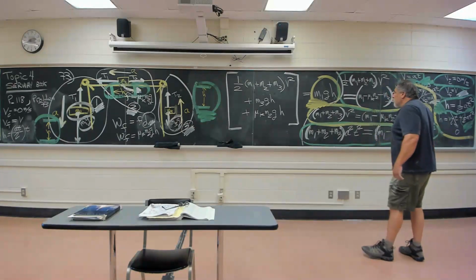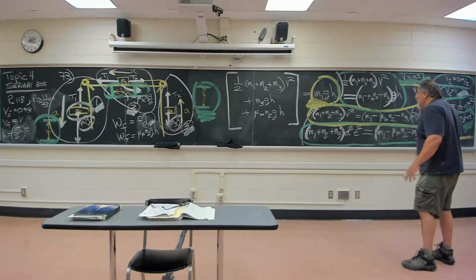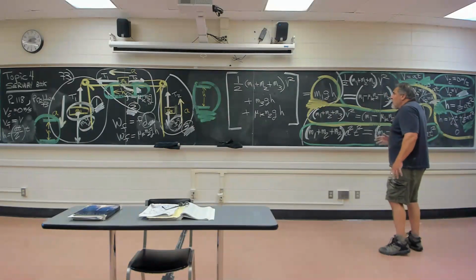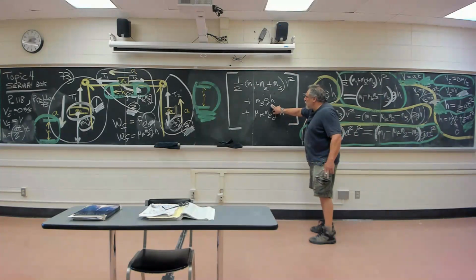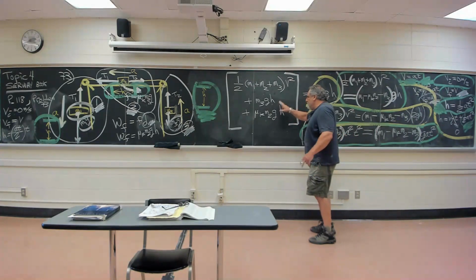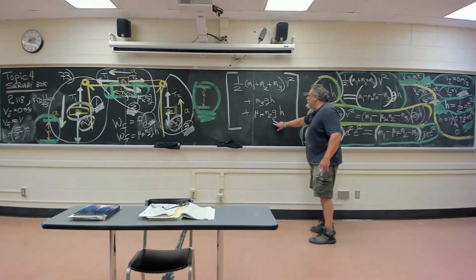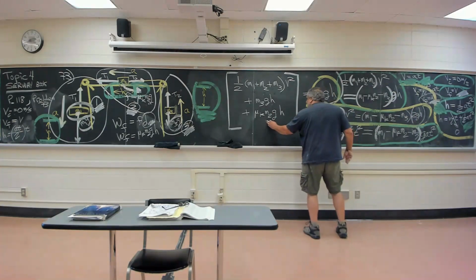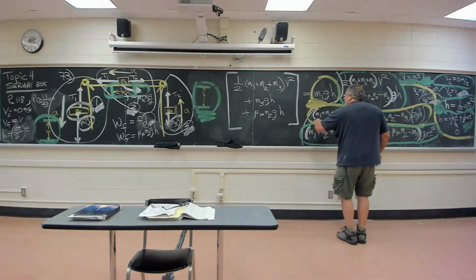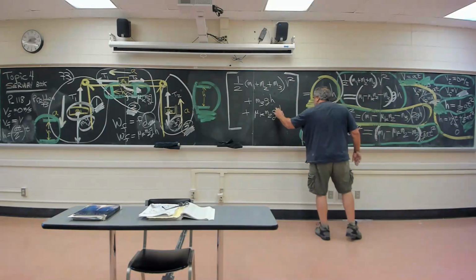Well, let's write some stuff if we can. Well, I'll tell you what I'm going to do. Why don't we subtract m3gh on each side? Subtract mu sub k m2gh on each side. So m3gh is subtracted on each side, and mu sub k m2gh is subtracted on each side. And wait a minute. There's a gh here.